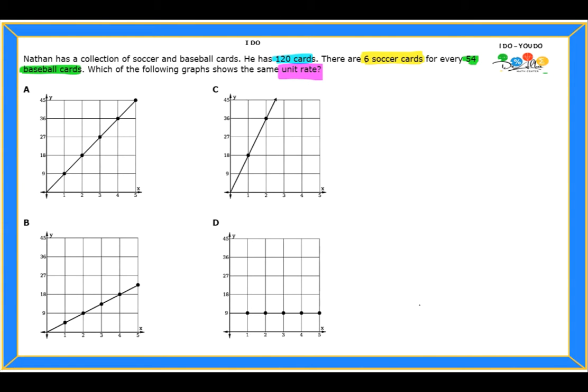So unit rate means like 1, right? Yes, it means like 1. Remember Spanish uno? All right. Okay, let's go on to the comparison here.